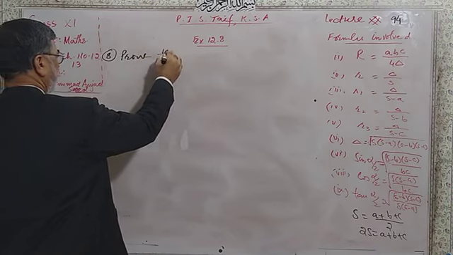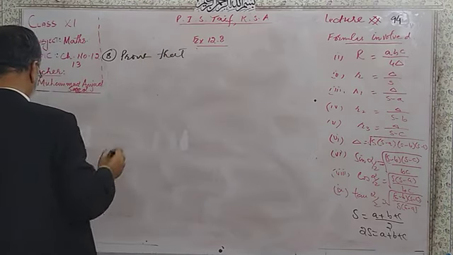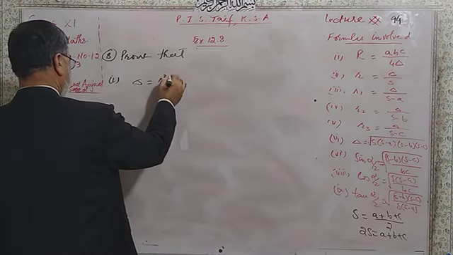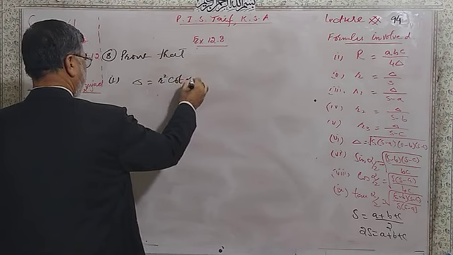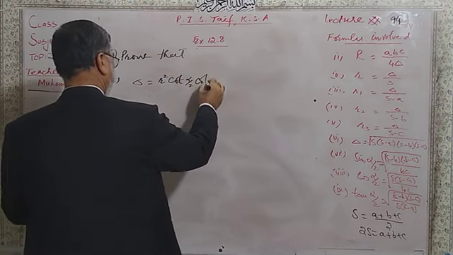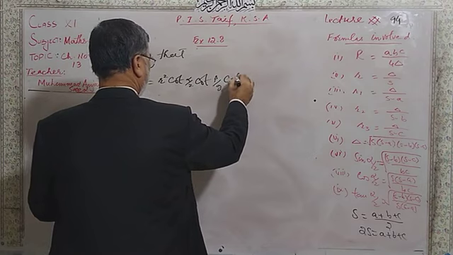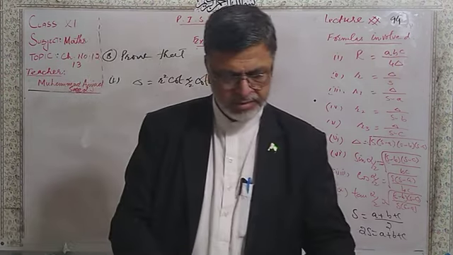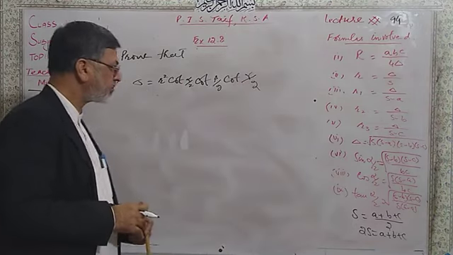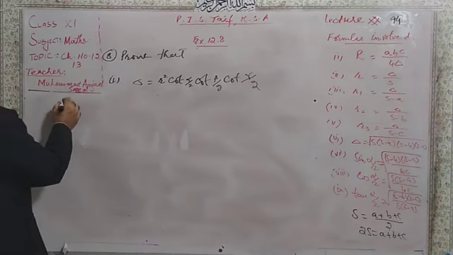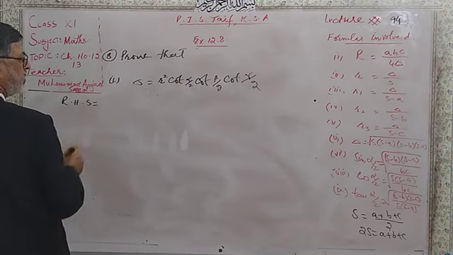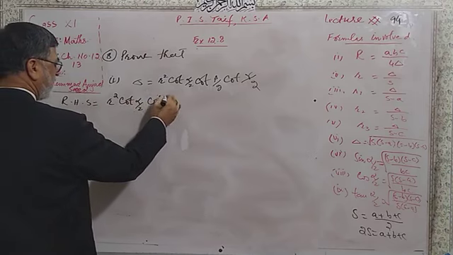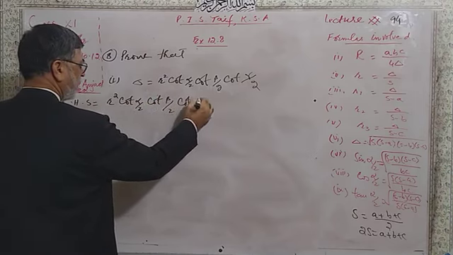Prove that part number 1 is delta is equal to r square cotangent alpha by 2 cotangent beta by 2 cotangent gamma by 2. You can take the right hand side: r square cotangent alpha by 2 cotangent beta by 2 cotangent gamma by 2.